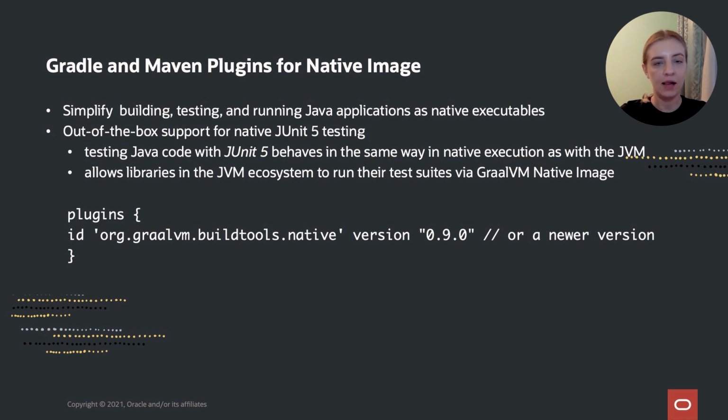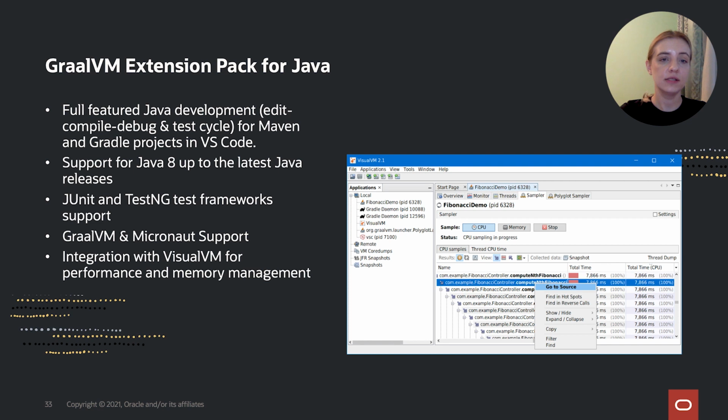And one more very helpful thing that they can offer is support for JUnit testing in the native image mode as well. So you can make sure that your code behaves in the native image mode just as expected as it does on the JVM too. So this is also something you can use with native image.